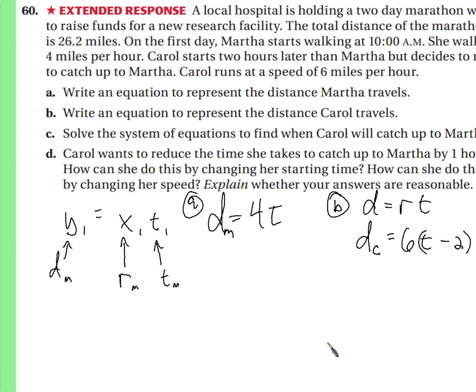Well, that's A and B. Solve the system of equations. Maybe this wording doesn't make any sense, but certainly we understand. Find when Carol will catch up to Martha. We want to find the when, right? The when is the time. We want the time to be the same. Agreed? Yes, we want the time to be the same. What else do we want to be the same?